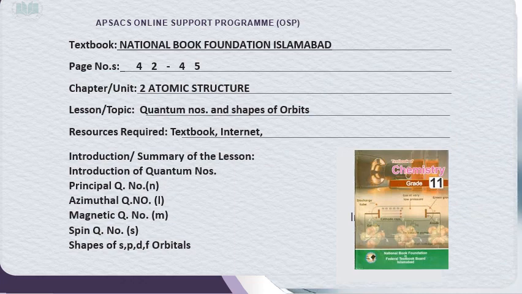Assalamu alaikum students. In today's lecture, we will learn about quantum numbers and the shapes of the orbits. It includes the four types of quantum numbers, that is principal quantum number represented by n, azimuthal quantum number represented by L, magnetic quantum number represented by m, spin quantum number represented by s, and shapes of the orbitals, that is s, p, d, and f.